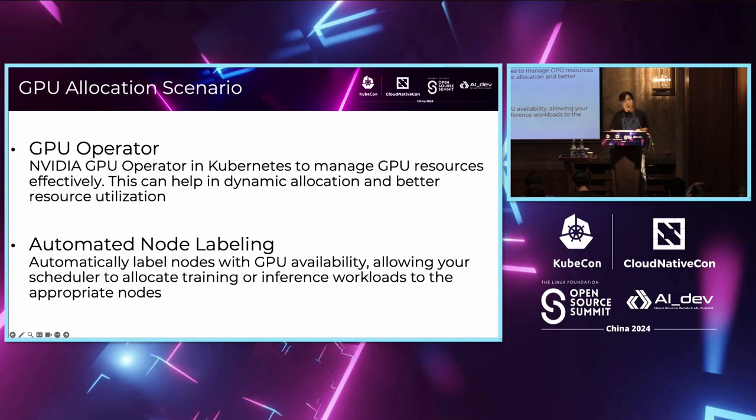So not only the container toolkit, CUDA, or NVIDIA GPU driver, we need to set up the GPU operator if we need some help with GPU allocation. And automated node labeling is a very basic feature from Kubernetes. It is used not only for GPU, but also for CPU, disk, or memory.